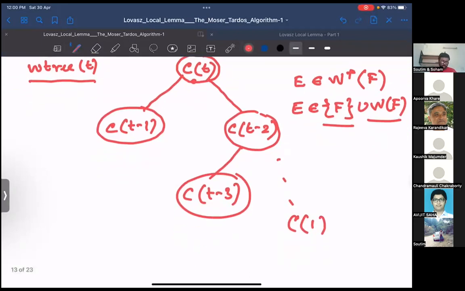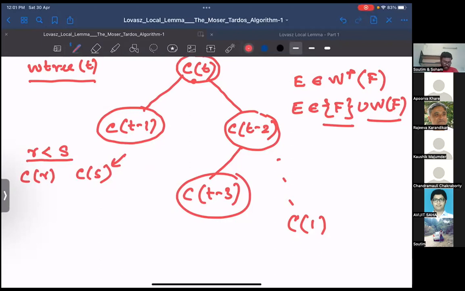Okay, so this witness tree has certain properties. One property is very clear. Suppose at time points R and S, with R less than S, what can we conclude about CR and CS? If R less than S, then we know that CS was included before CR, because we are first including T, then T minus 1 and so on. So CS already exists in the graph.